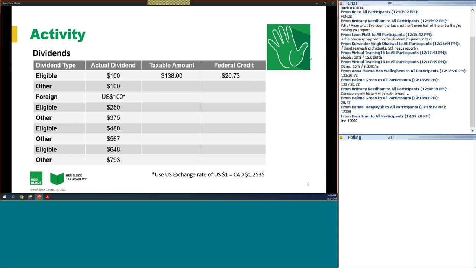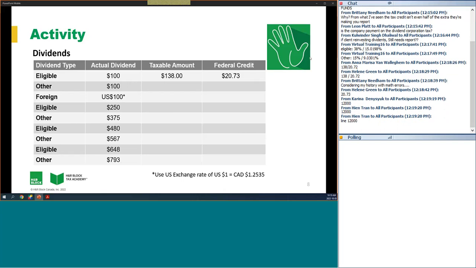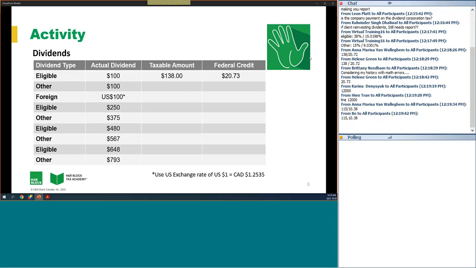All right, let's try the next one. We have an other than eligible dividend of $100. If you have to, you can scroll back up to find those rates. Other than eligible is 15%. Federal credit 9.0301. Okay, I'm seeing a couple of people saying $115 and 10.38. You are correct. What 2 line numbers on the federal worksheet will that be on?